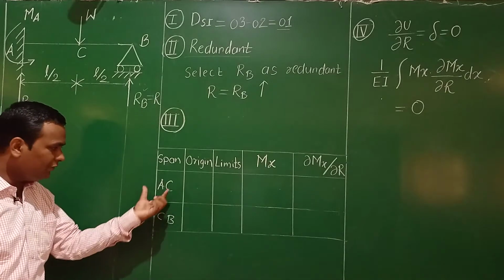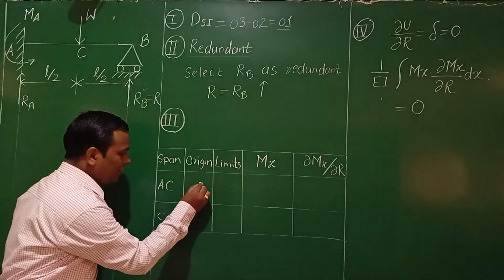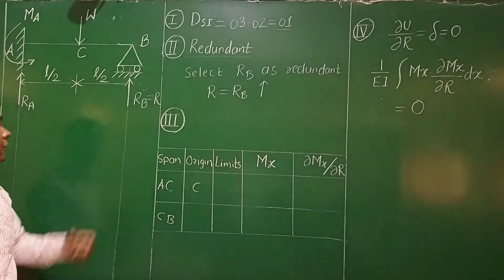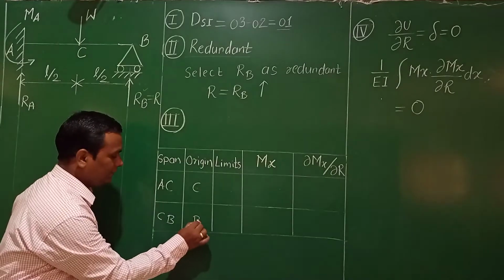Now here in this case, for span AC you can consider the origin as C, and for span CB you can consider the origin as B.